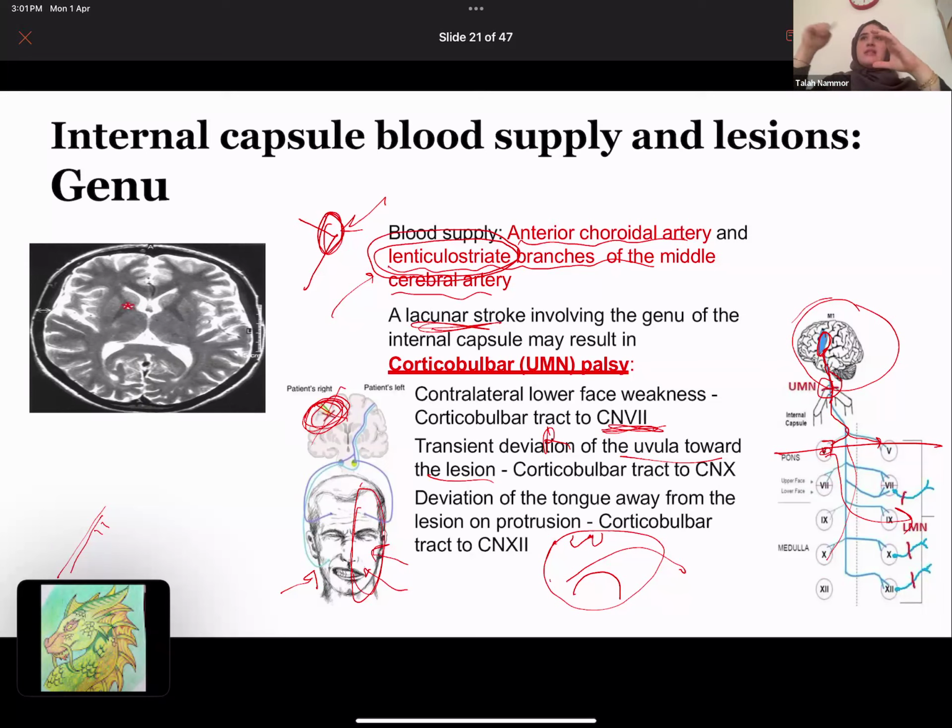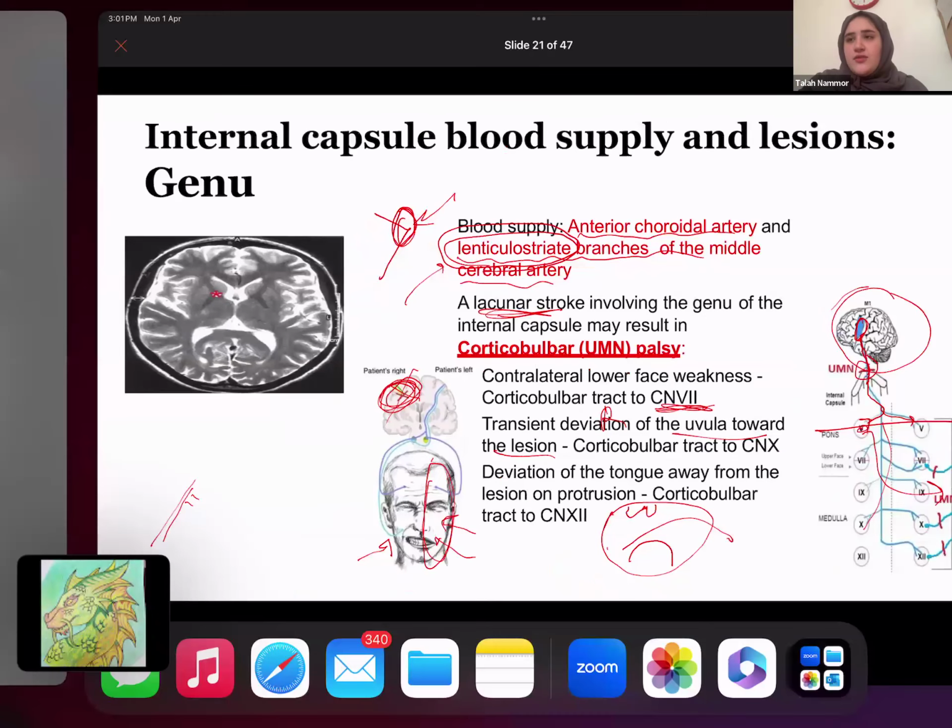So if we have a brainstem lesion, it's going to affect basically the lower motor neuron, and the upper motor neuron is spared. I hope I covered the idea of it, if you get me.